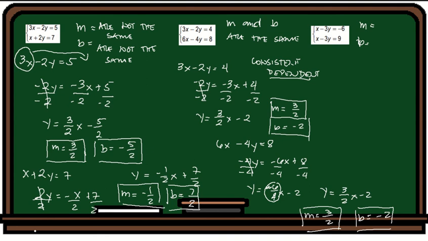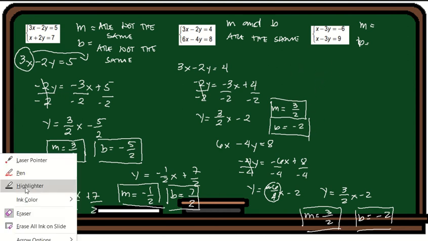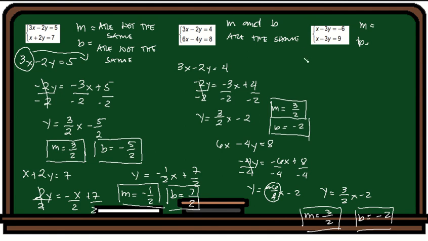Okay? So, for the last system, we have x minus 3y equals negative 6. So, negative 3y equals negative x minus 6. Divide each term by negative 3. So, we have y is equal to 1 over 3x plus 2. So, our m here is 1 over 3 and our b is positive 2.